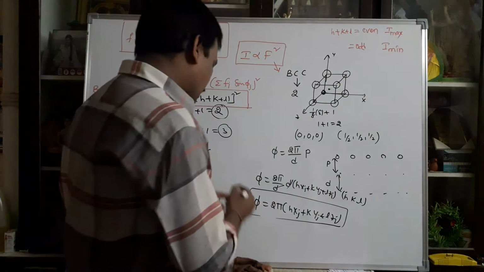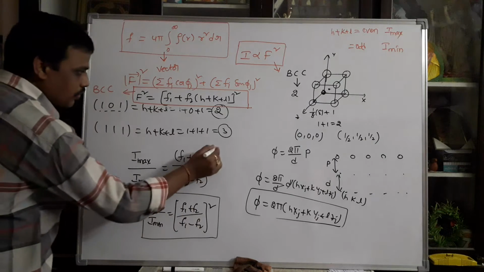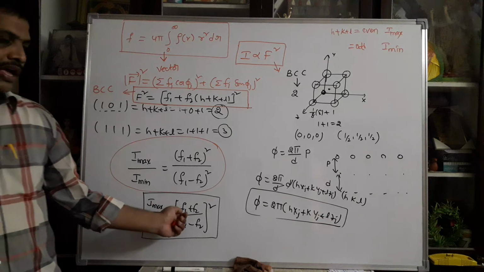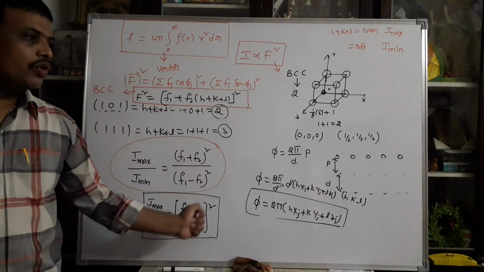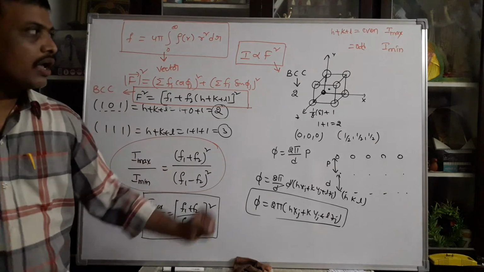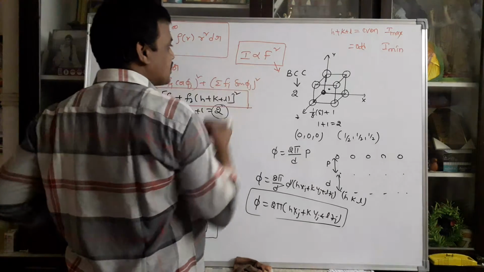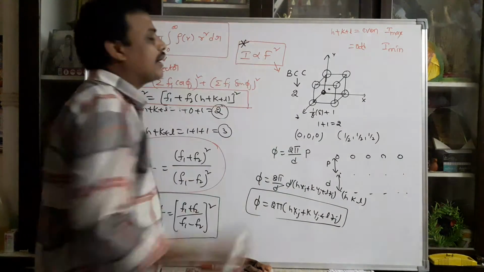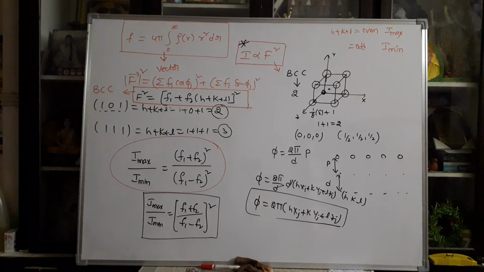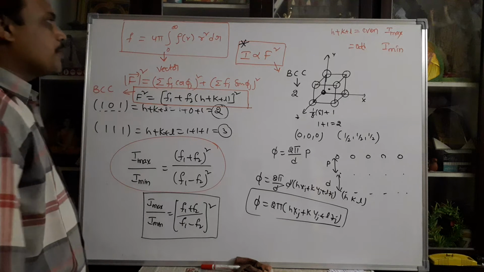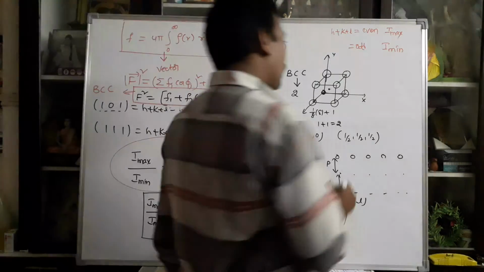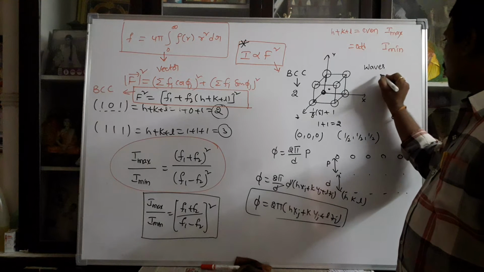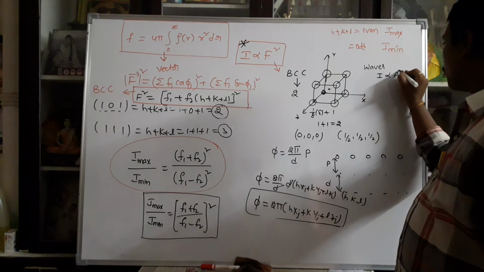So the maximum and minimum values are always in a ratio like this: I maximum by I minimum is equal to (f1 plus f2) by (f1 minus f2) whole square. So in any situation, the intensity of the diffracted rays is always proportional to the square of the form factor. So I is always proportional to F square. According to waves, I is directly proportional to A square.